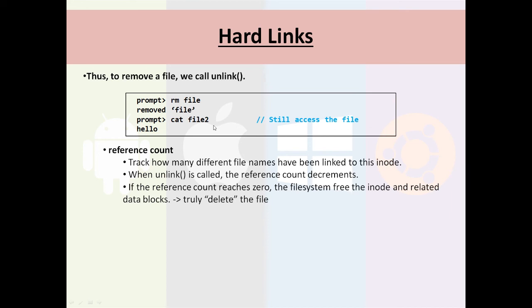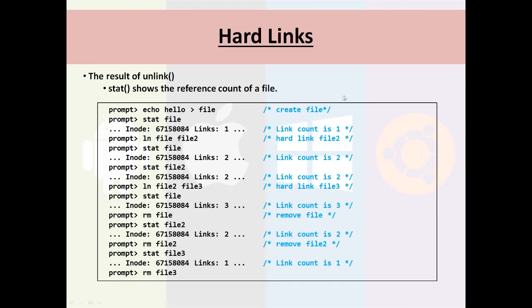And when we call unlink, when we're trying to basically remove a file, this removes one of those links and decreases that link count or reference count. And only when that reference count reaches 0 will the file system free the inode, basically actually deleting that file, as well as the related data blocks. So it actually truly deletes the file. Now here is a nice demonstration of what's happening there in terms of the links. And you can use stat, which is another terminal function, to show the reference count of a file.